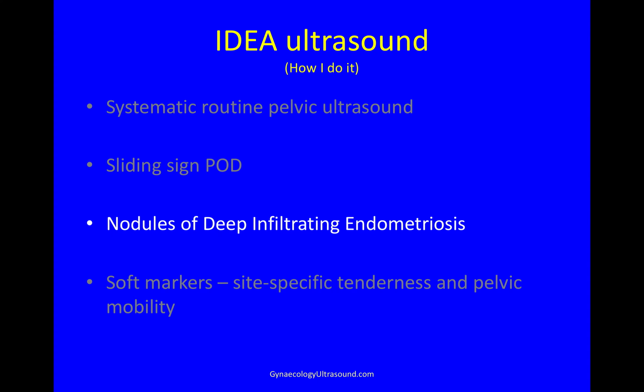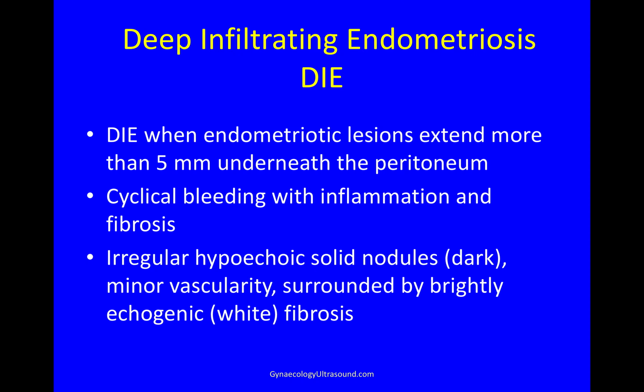So having done a systematic pelvic ultrasound and looked for the sliding sign, I'm now going to look for nodules of deep infiltrating endometriosis. As I said, DIE is when you have endometriotic lesions which extend for more than 5 millimeters underneath the peritoneum, and you get cyclical bleeding here with inflammation and fibrosis. The result of that is some irregular hypoechoic solid nodules which look dark, with minor vascularity usually, surrounded by brightly echogenic white fibrosis. So the nodules tend to stand out rather.